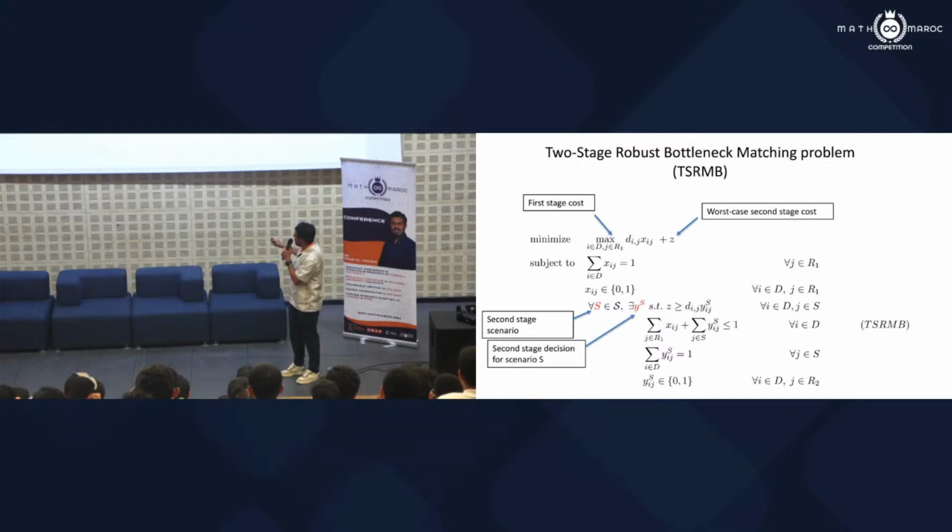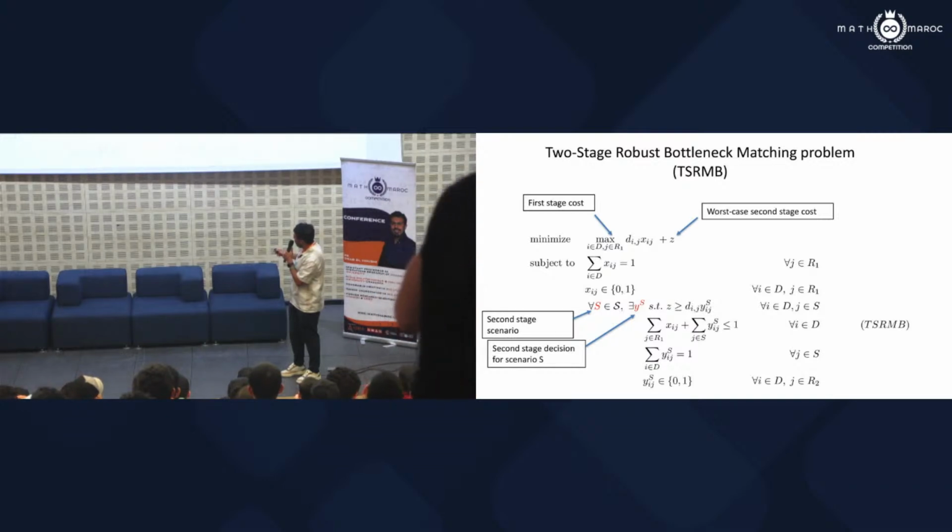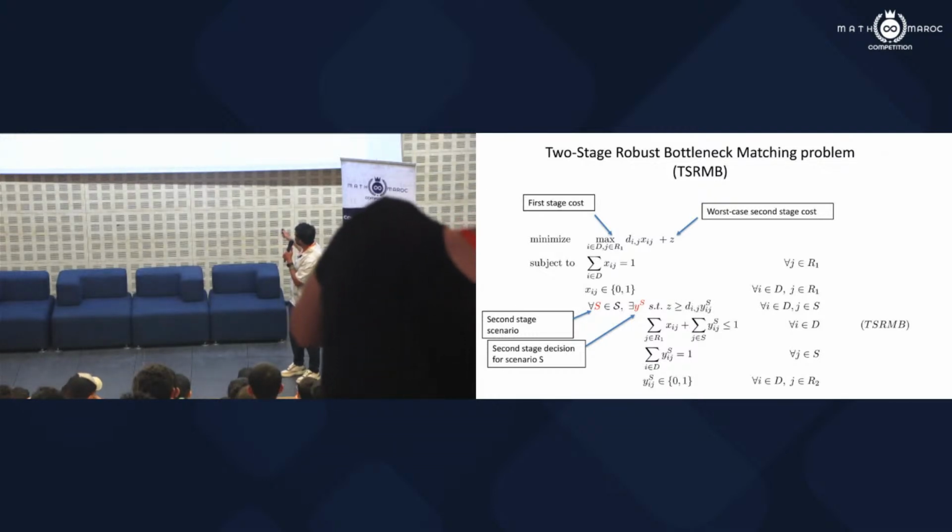So this is Z, the cost of the second stage. What I want in the second stage is for any scenario, I want to find the decision variable. This is a matching such that the cost of that matching is smaller than Z. So that Z here represents the worst case second stage cost. And of course, each driver can be used at most once.